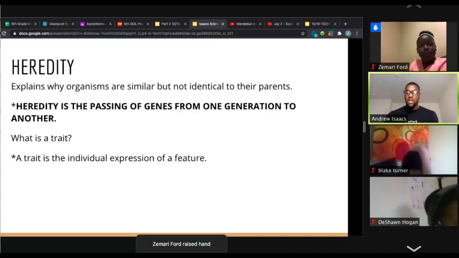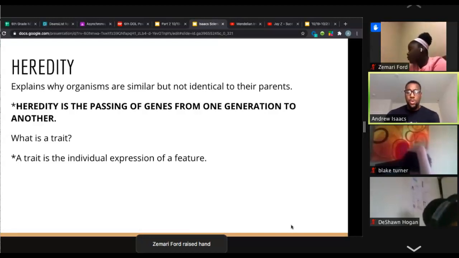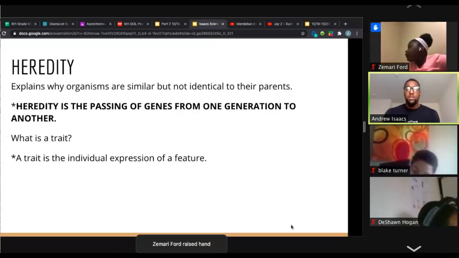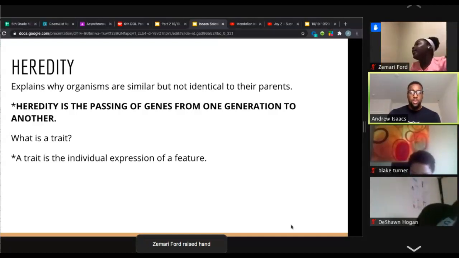I hit a thumbs up when everybody has that note and is ready to move on. Love how Zamari's writing her notes down. Najee, you got these notes, sir? Good job. Marcus, you got those notes down? Kennedy, you got these notes down? Great job. A few of our friends who still have our cameras off, let's make sure we get those cameras on, please.